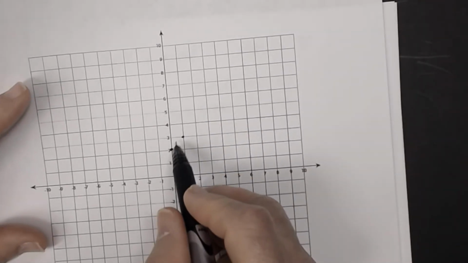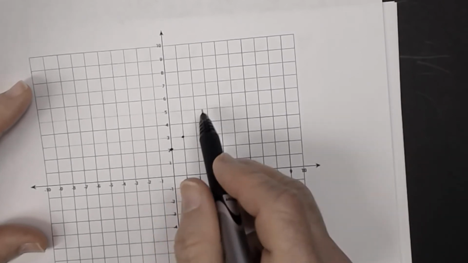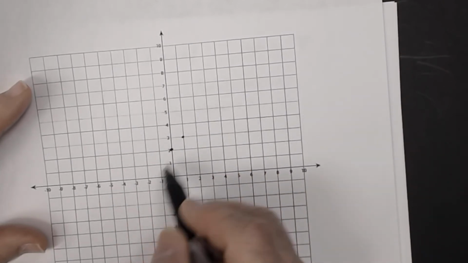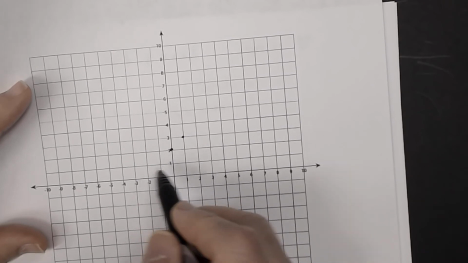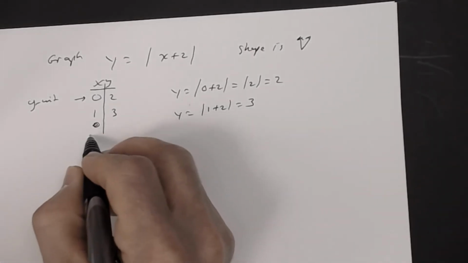So if I look at this, if I keep going this way, that's not going to help me because I know it's going to do something like this, right? So I need to continue on to this side. All right, so let's say 0. We already did 0. Let's say negative 1.